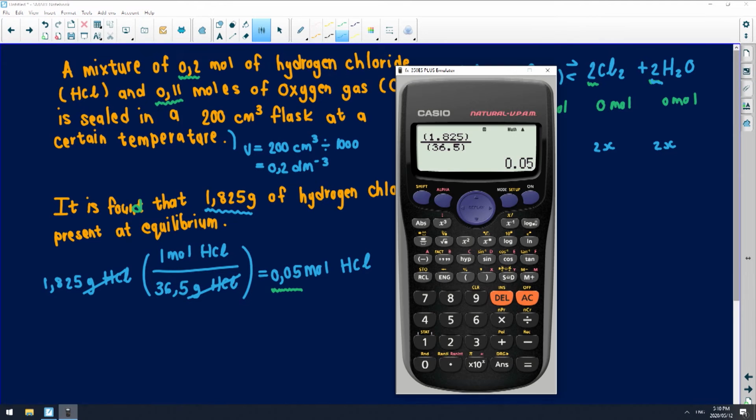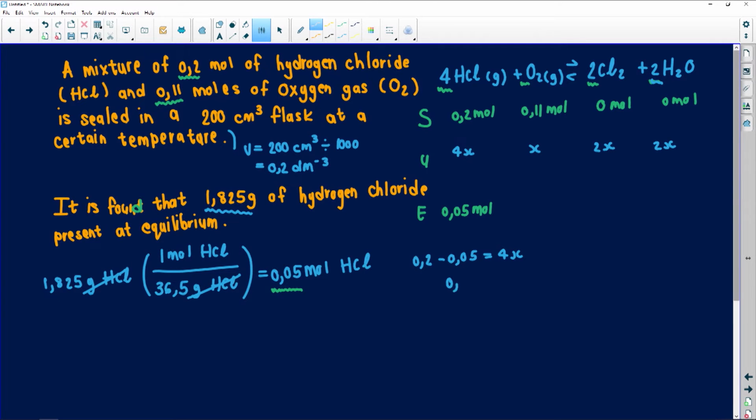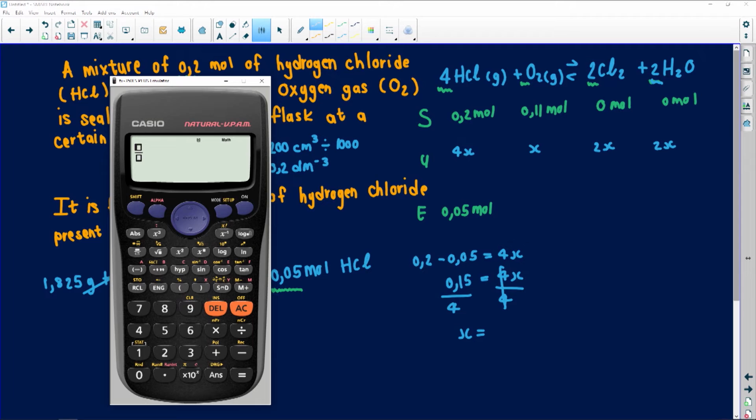Now let's calculate what I get here. I want to calculate this too. So if I've got 0.2 and I subtract 0.05, I get 0.15. I'm going to get 0.15 is equal to 4x. Now, I want x by itself. You divide both sides with the number that's irritating the x. In this case, it is 4. This and this will cancel. Let's find our value of x. Let's calculate that. So I'm going to have 0.15 divided by 4 because I only want the value of 1x.